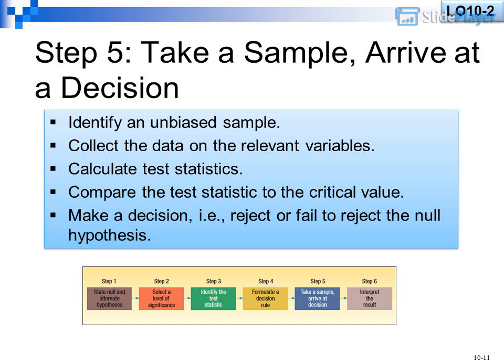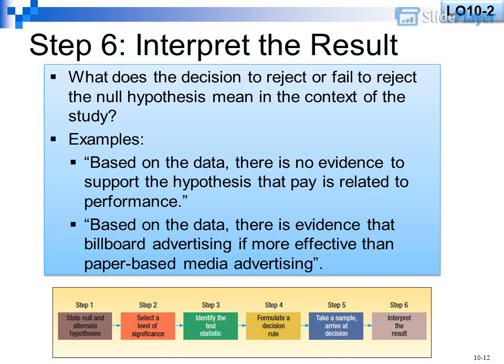Step 5. Take a sample, arrive at a decision. Identify an unbiased sample. Collect the data on the relevant variables. Calculate test statistics. Compare the test statistic to the critical value. Make a decision, i.e., reject or fail to reject the null hypothesis. Step 6. Interpret the result.